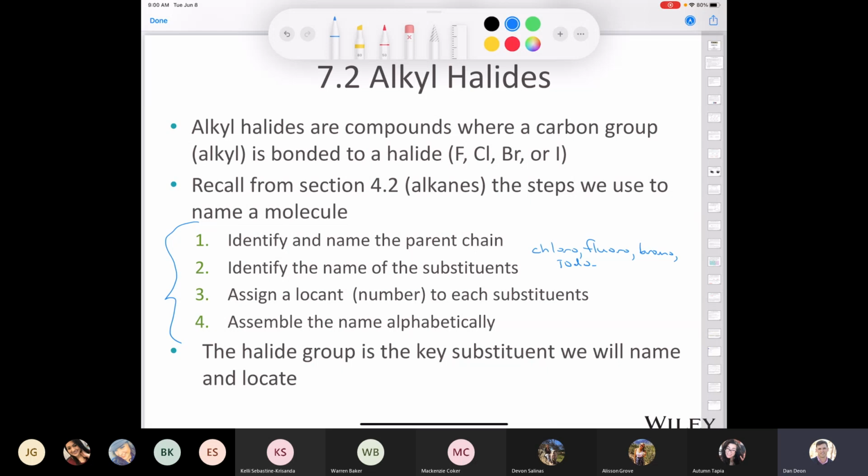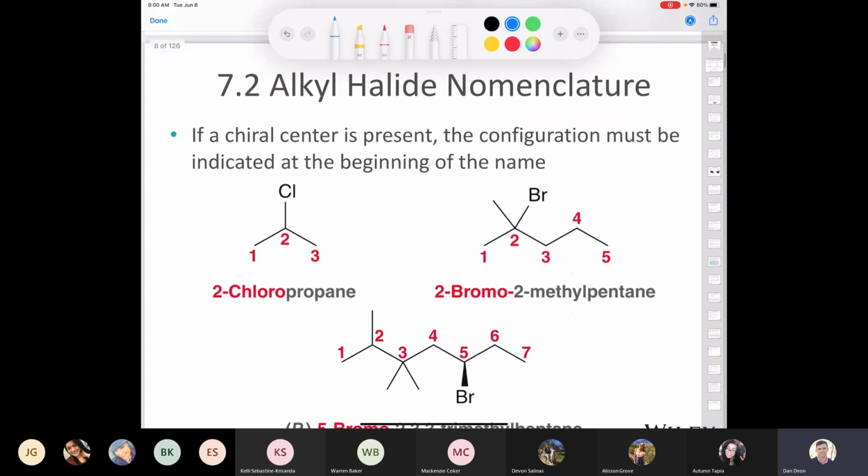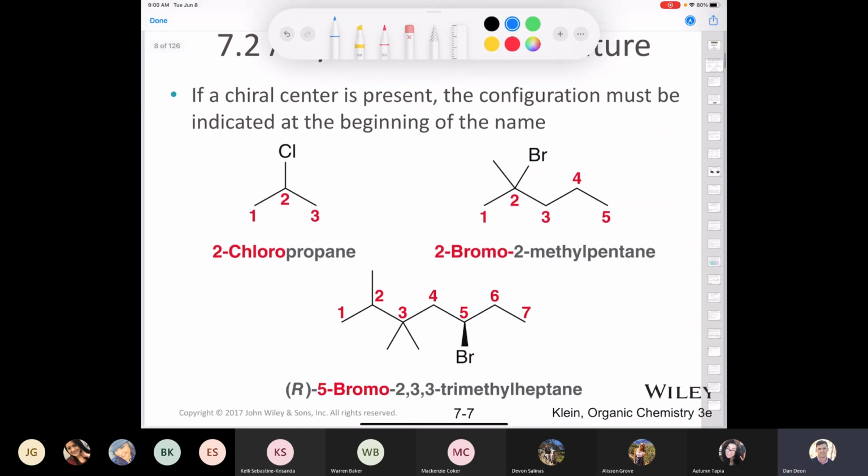We assemble the name alphabetically. We ignore prefixes except iso, cyclo, and neo. And the halide group is the key substituent that we are going to name and locate when we only have a halogen. So if you have a chiral center, of course, you have to indicate the stereochemical configuration at the beginning of the name. If we just take a look at these examples, you can see the longest carbon chain here is 3 carbons, so that's a propane. You have the chlorine on carbon 2, so that's where 2-chloropropane comes from.